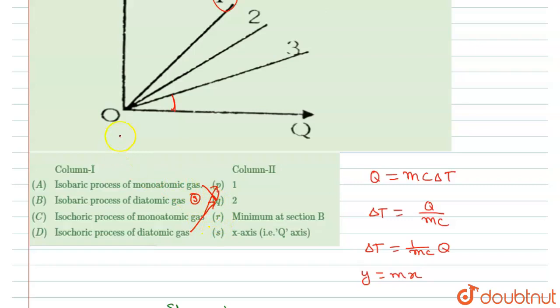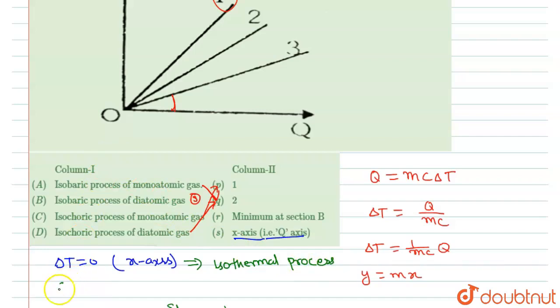And for the x-axis, that is the Q axis, delta T is equal to 0. Delta T equal to 0 for the x-axis implies that this is an isothermal process. And for the y-axis we can write that Q is equal to 0.